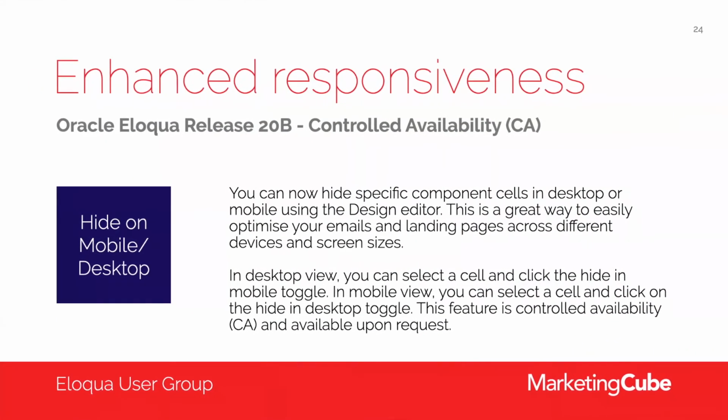The hide on mobile and hide on desktop function is something that some more advanced users have been asking for quite a while in relation to the design editors, and it has arrived. Essentially what it enables you to do, and the really important part is that you need to use it in concert with the mobile and desktop view icon that you see at the top of the screen, regardless of whether you're in the email or the landing page editor.